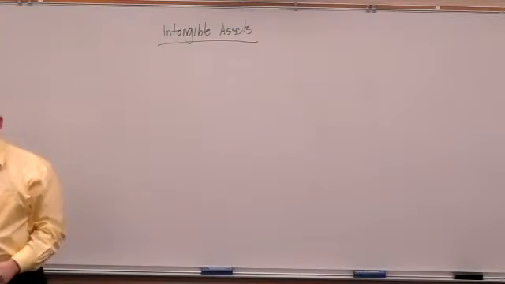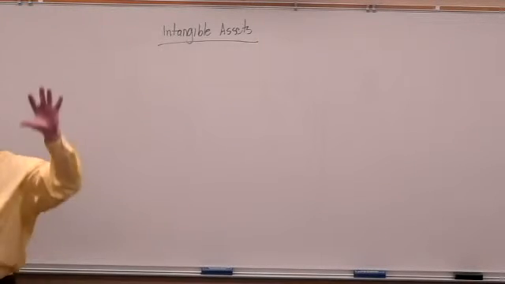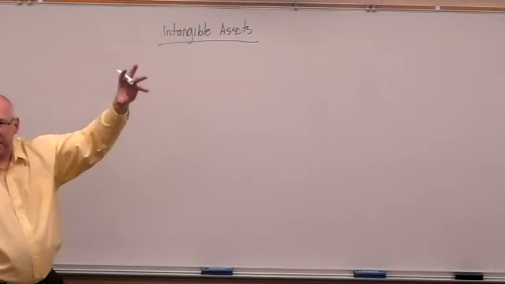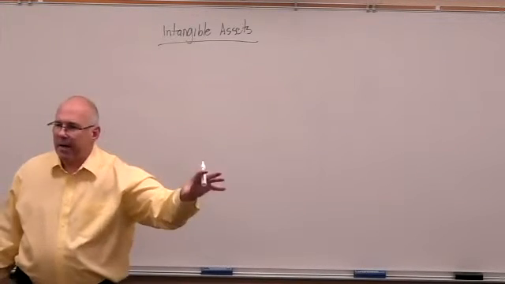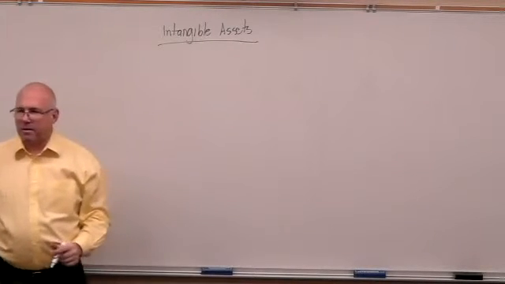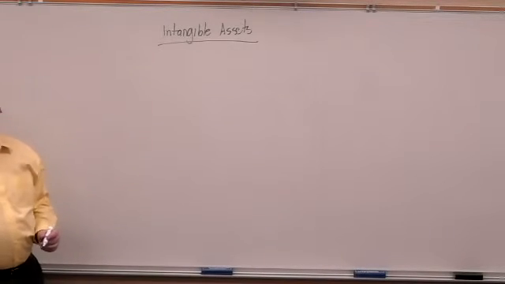Intangible assets. So when we have the balance sheet, we have current assets, cash, accounts receivable, prepaid expenses, etc. Then we have fixed assets. Then we have intangible assets. What are the type of items that fall under intangible assets?